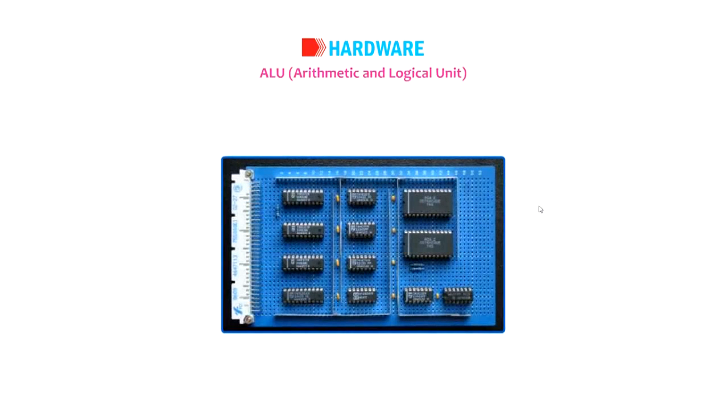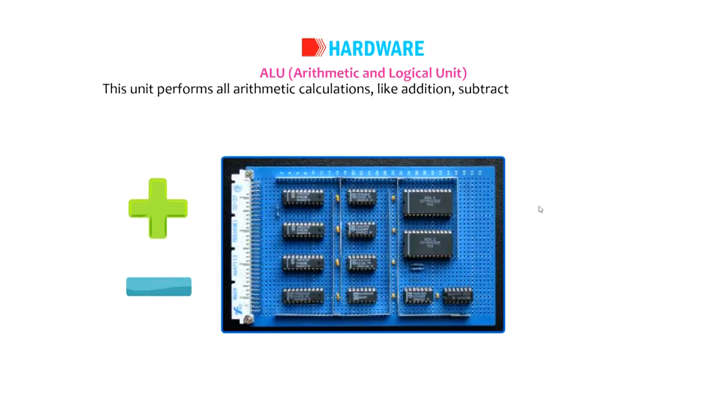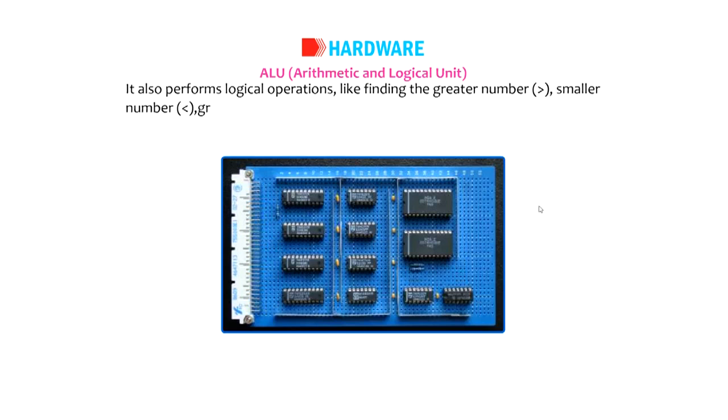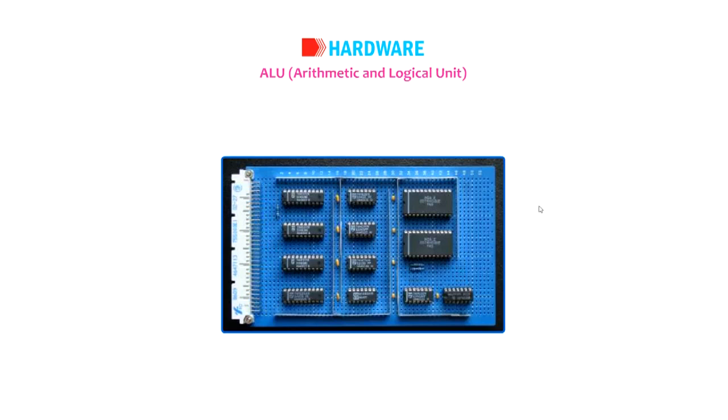ALU, Arithmetic and Logical Unit. This unit performs all arithmetic calculations like addition, subtraction, multiplication, and division. It also performs logical operations like finding the greater number, smaller number, greater than equal to, less than equal to, or equal to and not equal to numbers.